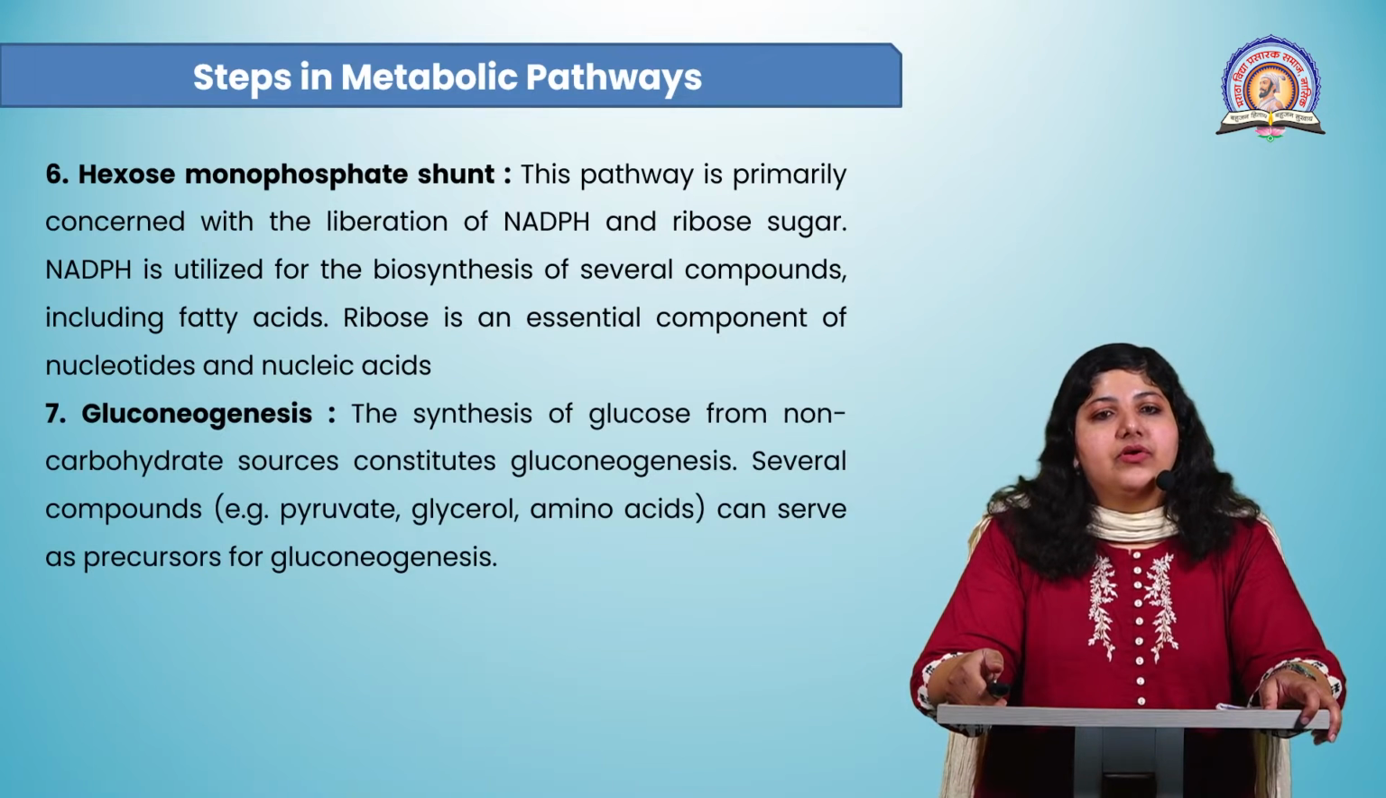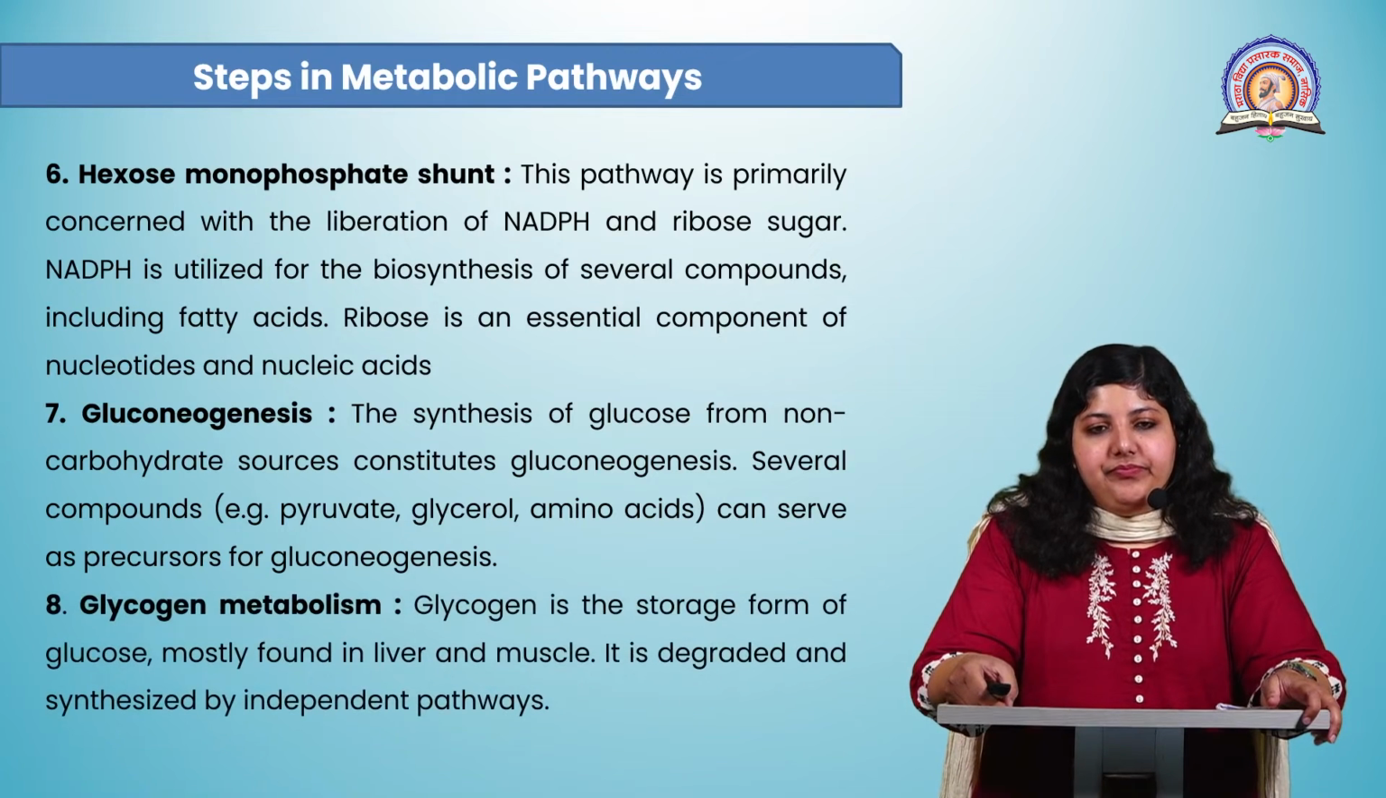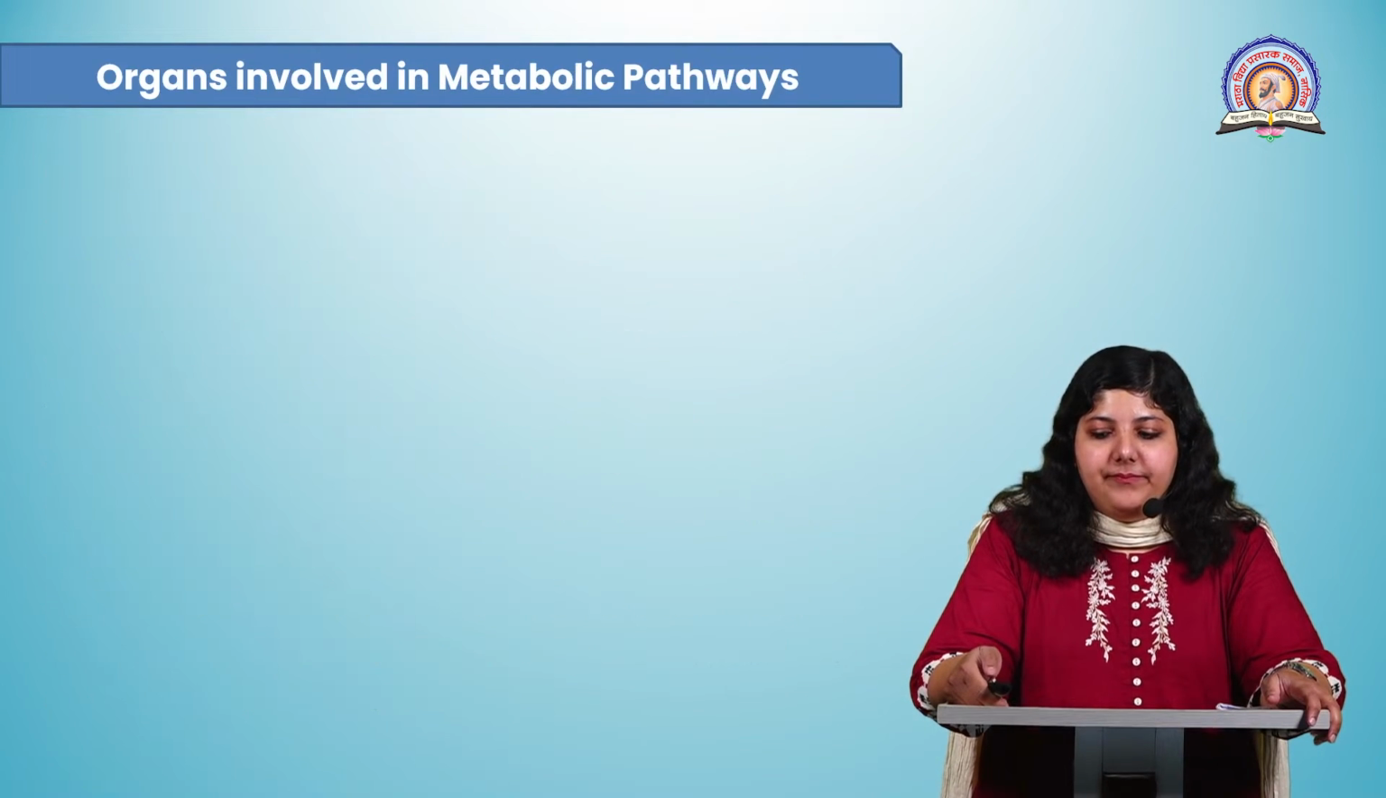Next step is gluconeogenesis. The synthesis of glucose from non-carbohydrate sources is known as gluconeogenesis. Several compounds, for example, pyruvate, glycerol, amino acids, can serve as precursors for gluconeogenesis. Glycogen metabolism. Glycogen is the storage form of glucose, mostly found in liver and muscles in animals. It is degraded and synthesized by independent pathways. That is the glycogen metabolism.